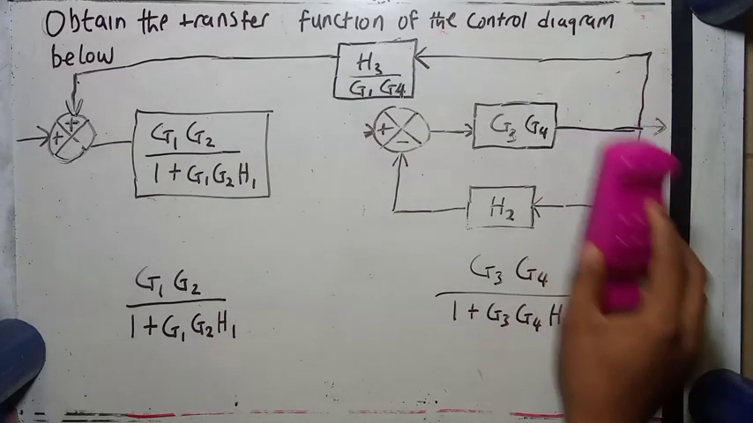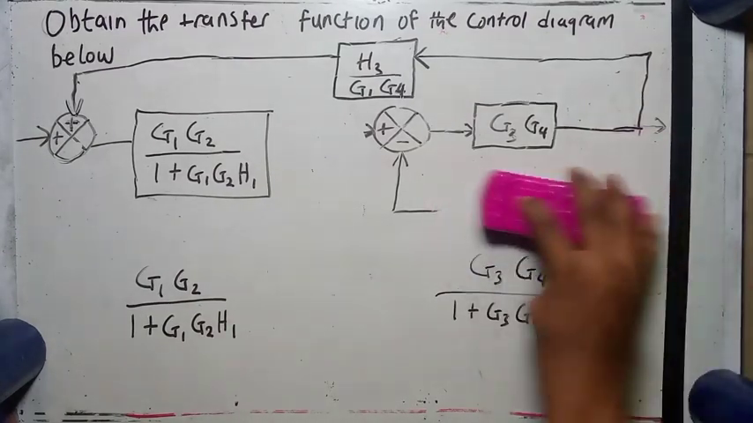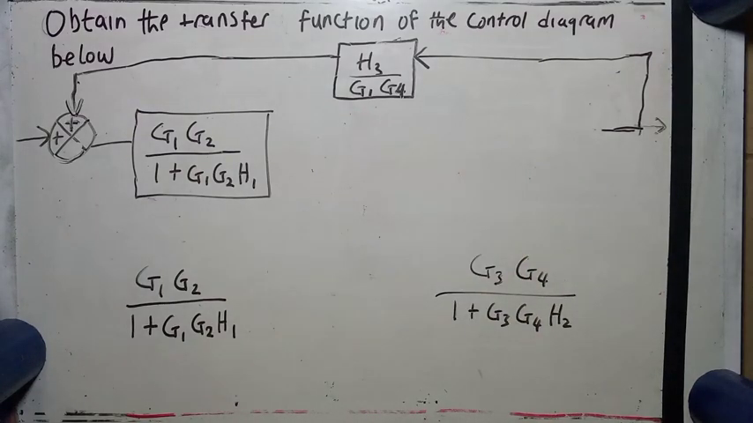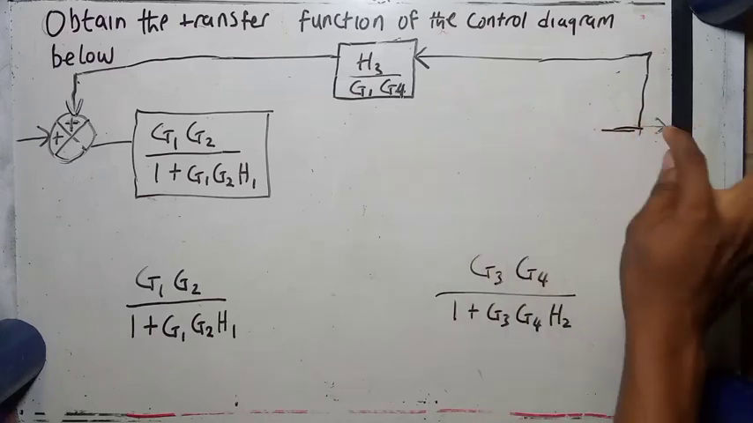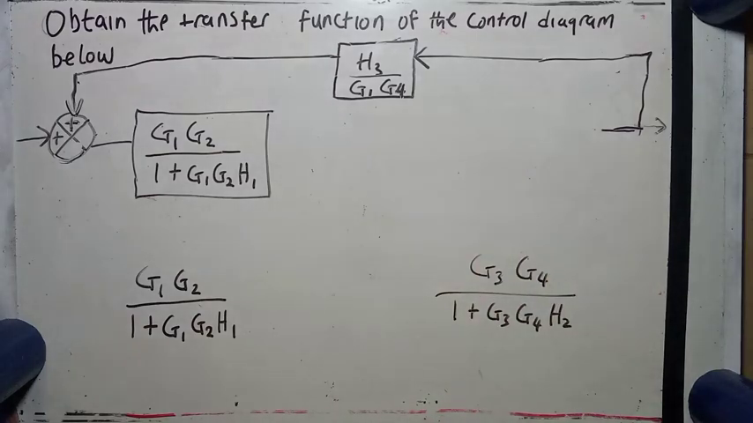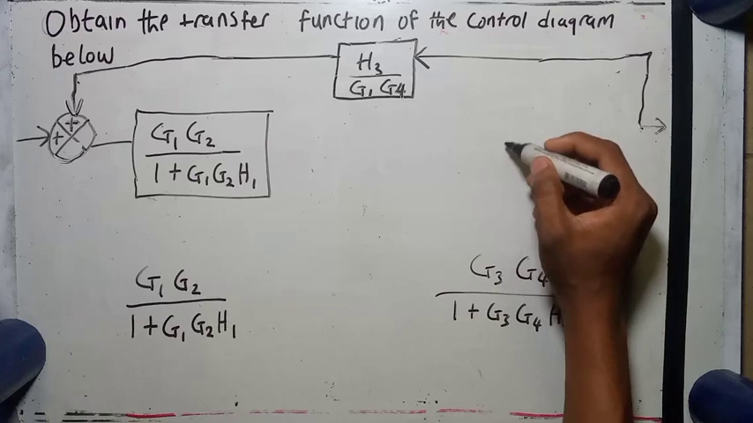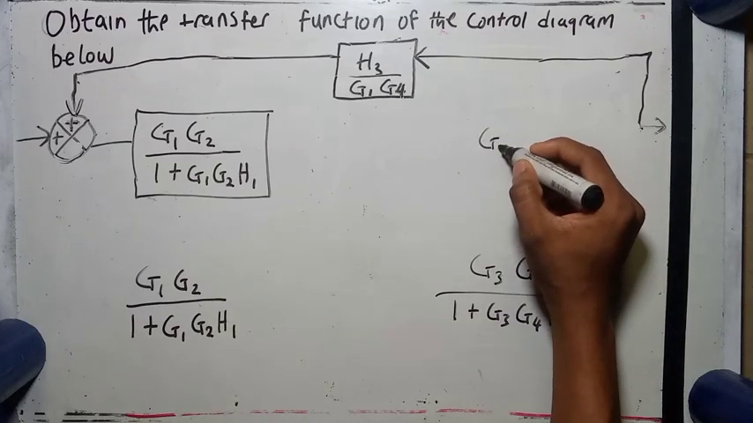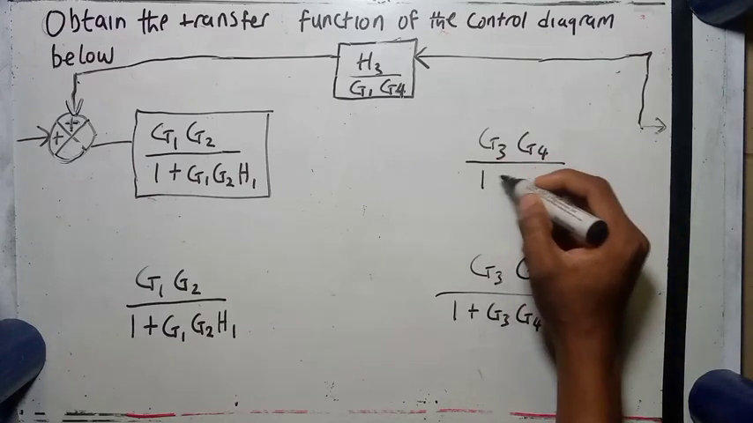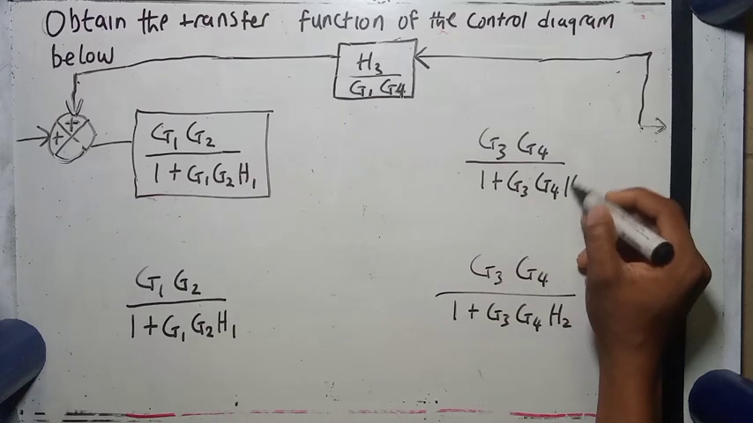Similarly, this will also be replaced. This will be replaced by this. So the whole of this. So be careful. What you're replacing is the summing point, your branching point, your transfer function, and the feedback function, and nothing else. That's only what we are replacing with all this. So G3 G4 over 1 plus G3 G4 H2.